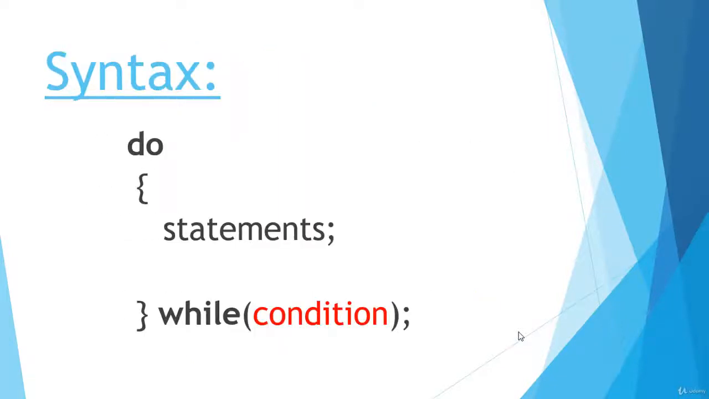Now look at its syntax. First of all, we have to type the do keyword. Do this block of statements while this condition is true. Now this loop is going to execute at least one time. First it executes all the statements within this block and then checks the condition. If that condition is true, then it is again going to execute all these statements. But if the condition is false, then it does not come back to the body, it breaks the loop and goes outside of this loop. So in this way the do-while loop works.